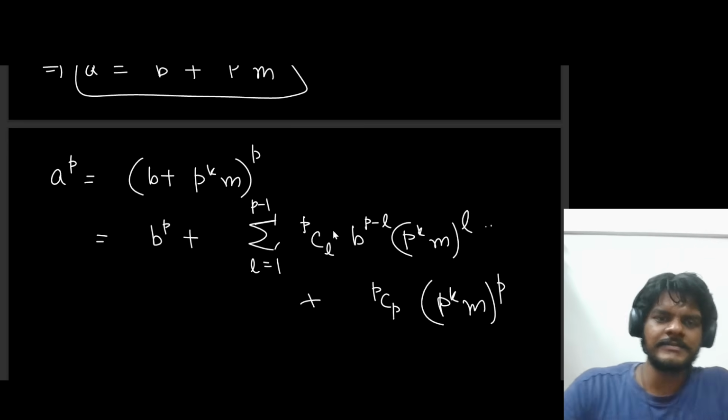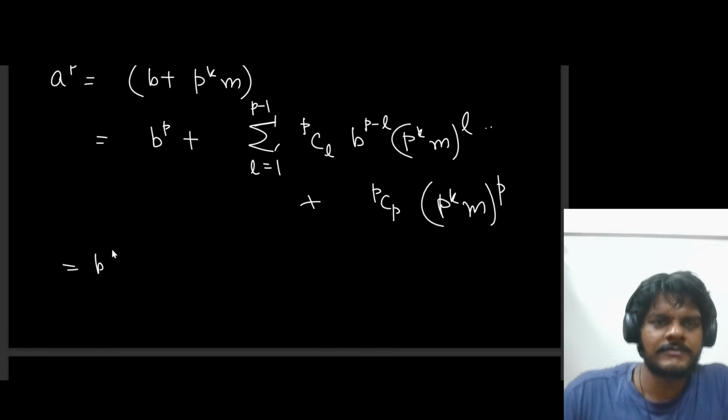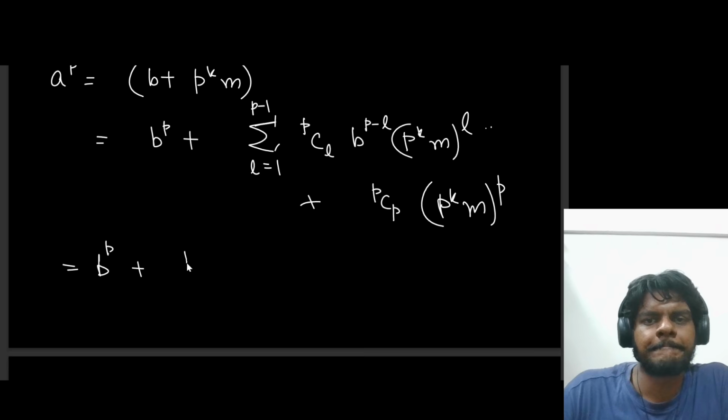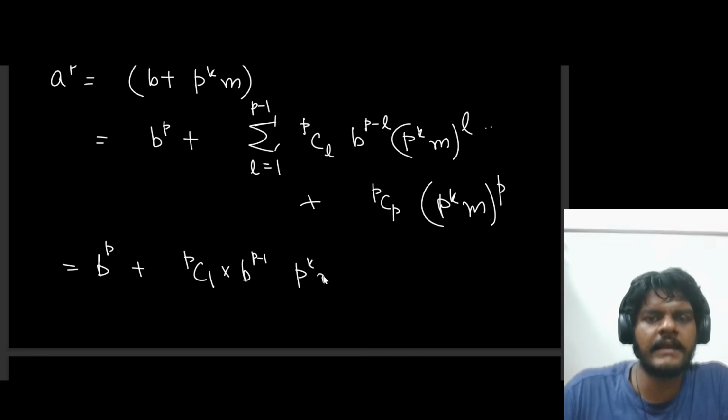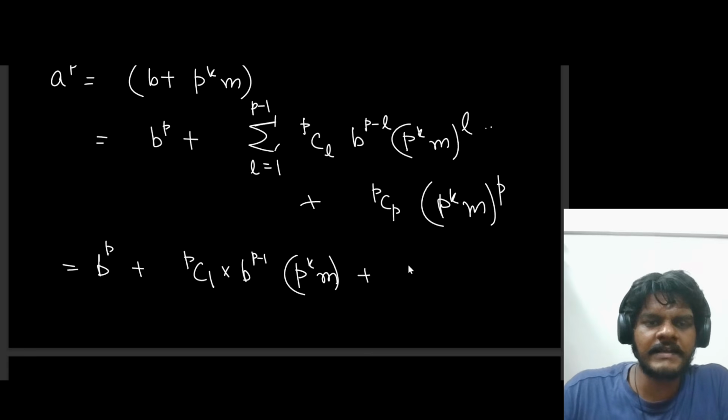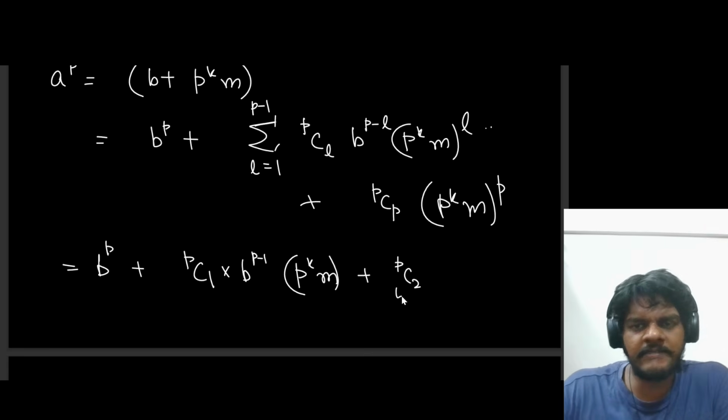In the other terms, you just see this. What is this? So B power P plus PC1 into B power P minus 1 into P power K M. What is the next term? PC2. P will be there.